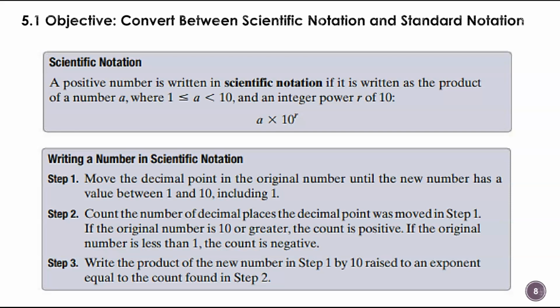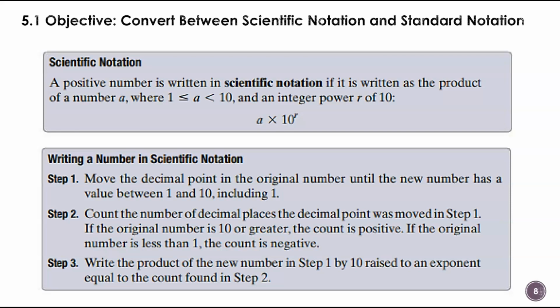This has to be a number between 1 and 10. Notice it can be 1, but it has to be less than 10. So, 9 point whatever, 9.9 even. And then we write the exponent on the 10 based on where we moved our decimal. Now, I like to just talk about whether this number was large or small.